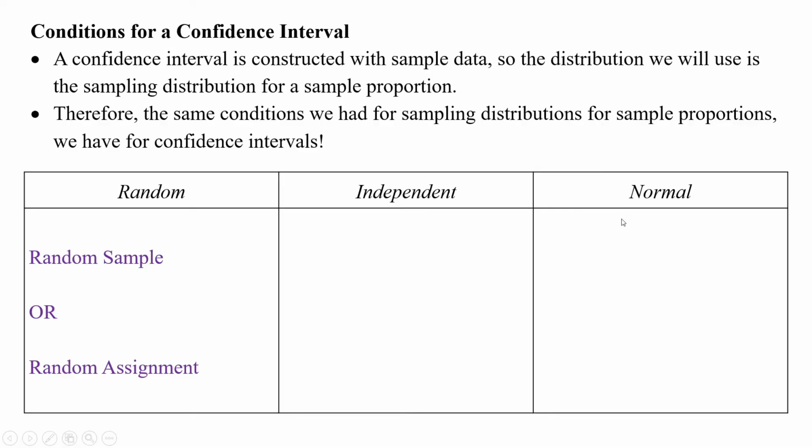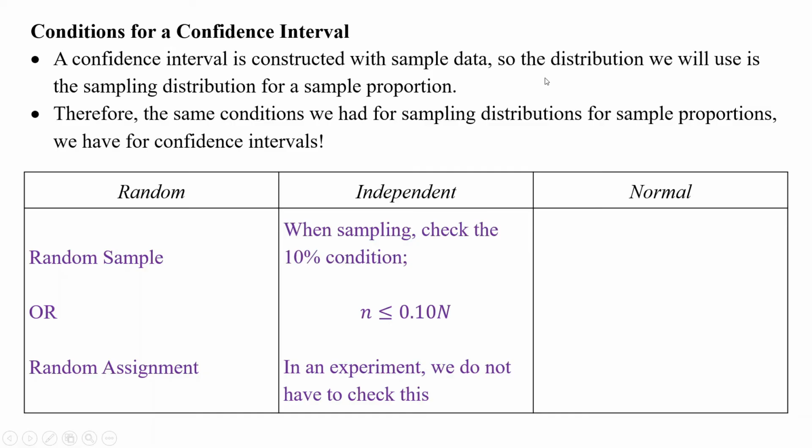So for our random condition, we have to have either had a random sample or some sort of random assignment in an experiment. For independent, we want to check the 10% condition, and it still applies only when we're sampling. If we have an experiment, we don't need to check the 10% condition. We just want to make sure it's a well-designed experiment and that the treatment and control groups are independent of each other, which would be true in a well-designed experiment. So we don't check that for experiments. We just check it for sampling.